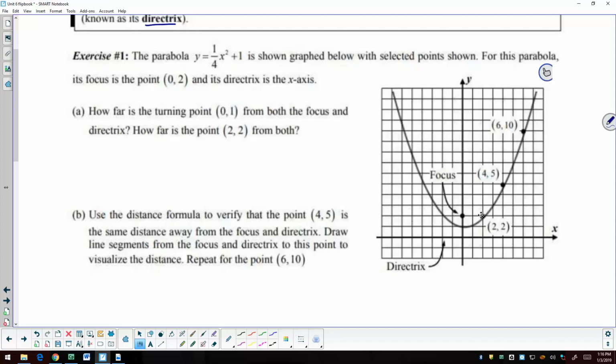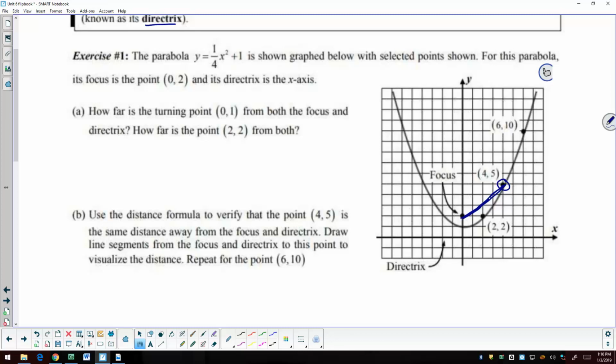But if you're going to a special point, which is the focus, you can't always just count the lines, because if it is not like a horizontal distance or a vertical distance, for example, look at the point 4, 5. If you were to find the distance from 4, 5 to this focus, it is not a horizontal or vertical line, so you cannot just count the boxes that it goes through. You're going to have to use what we learned last year in geometry, which is the distance formula.